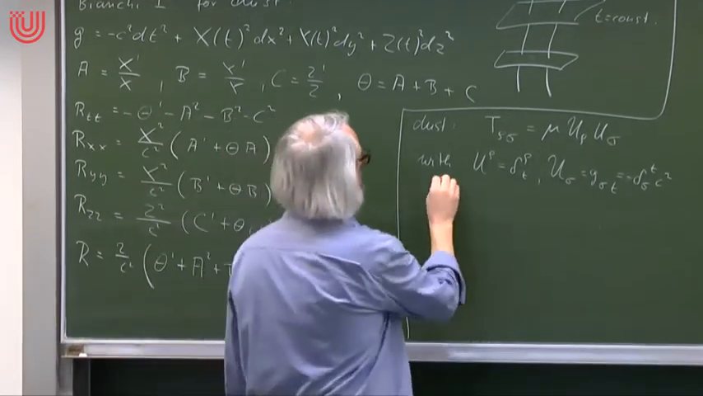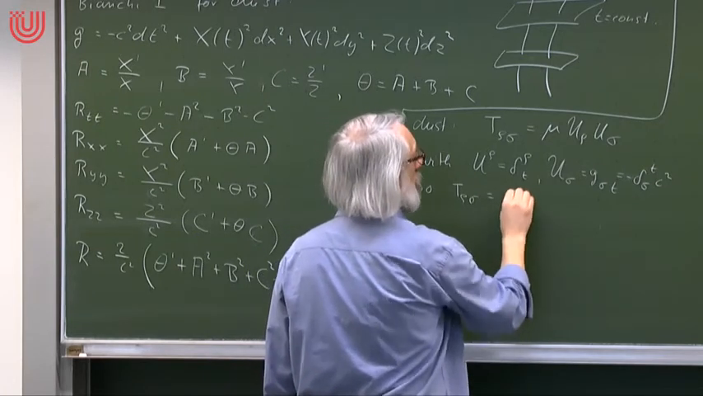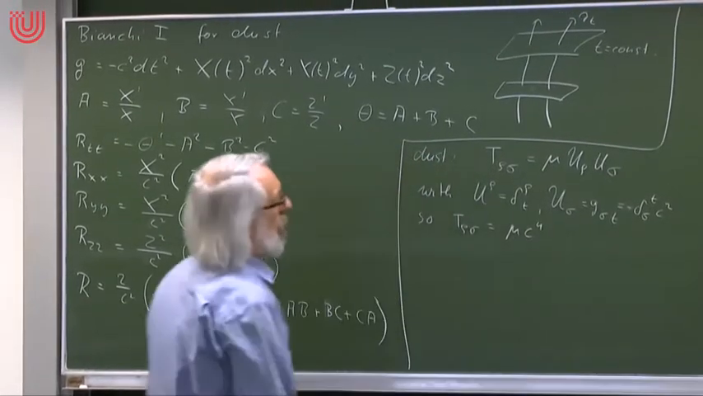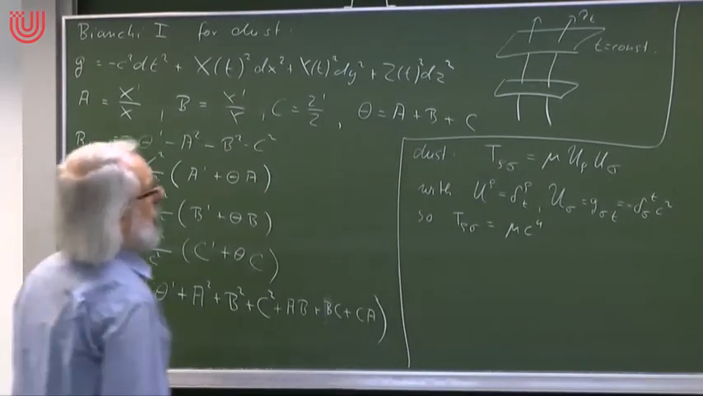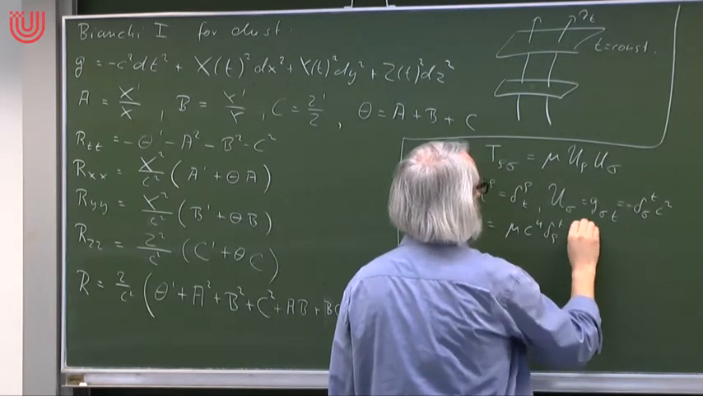So T_rho sigma is mu, and this thing squared gives c to the 4. Minus sign squared gives plus 1. And then the two kronecker deltas, delta^t_rho, delta^t_sigma.